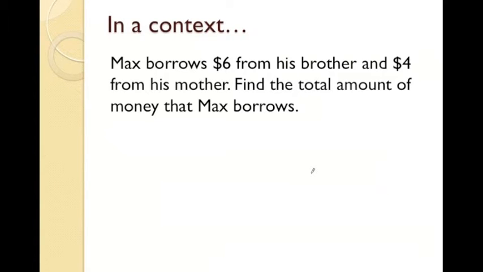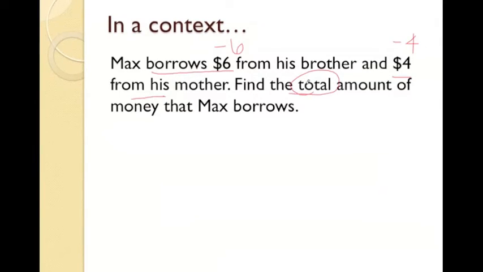Before I let you go on your own, we're going to look at a problem in context. Our problem says that Max borrows $6 from his brother and $4 from his mother. It's not really key, I don't need to underline that. Find the total amount of money that Max borrows. Well, let's talk about the word borrows. When you borrow money, you're essentially going to have to pay it back. So really now I'm in debt $6. And when I borrow $4 from the mom, we are in debt another $4.